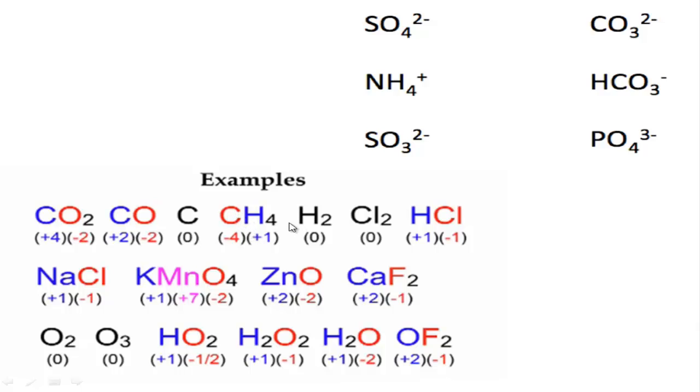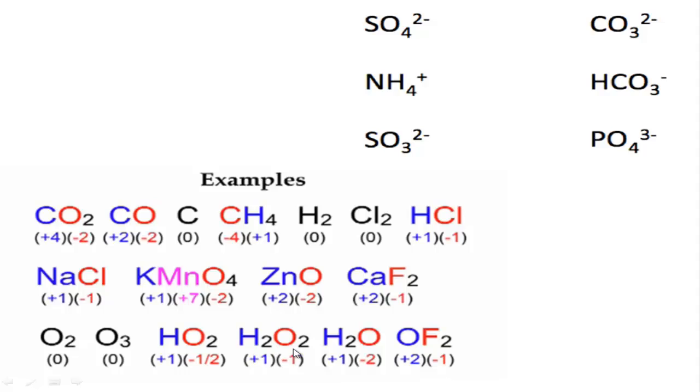Methane, you know that hydrogen when combined with non-metal, its oxidation number is always +1. So here how many hydrogen atoms are present? 4 hydrogen atoms. So there will be +4, and to become 0, the oxidation number of carbon should be -4. So here the oxidation number of carbon is -4. Like this way, +1, -1. Zinc oxide, oxygen -2, so zinc oxidation number will be +2.